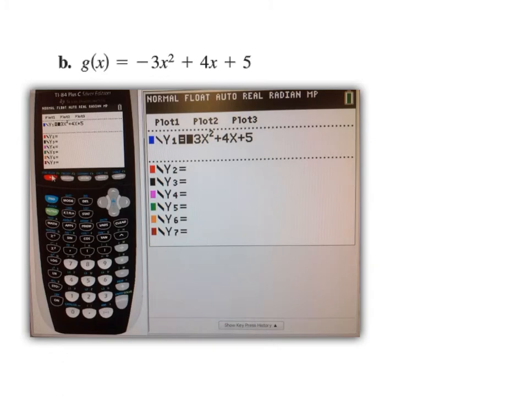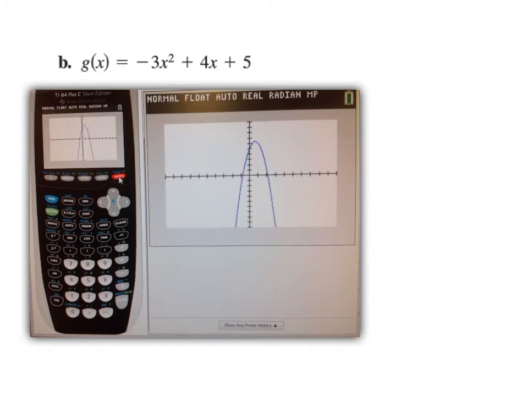Most of the time when you're looking for domain and range, you're going to be looking at the graph. So if I go to my graph, I'm going to see that it is an upside down parabola. Domain, left and right: this is going to keep getting wider and wider, so my domain is infinite. My range, however, does have a point that it stops at. It goes down infinitely, but it doesn't go up infinitely. So I really need to figure out where this point is.